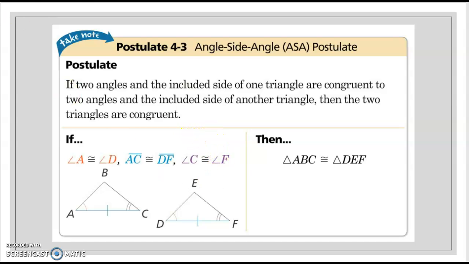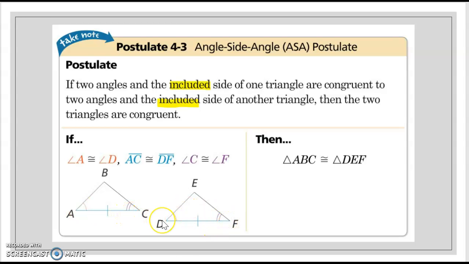So the big one here is included. Say included. Included just means it's in between. Like when you have your little cousin and he wants to be included, he just wants to be with you. So this included side is the side that's in between the pair of angles that we know are congruent.